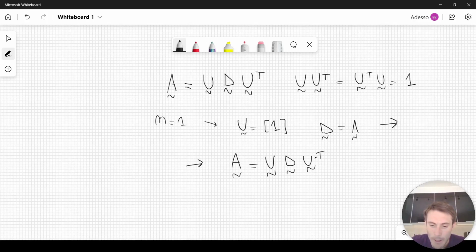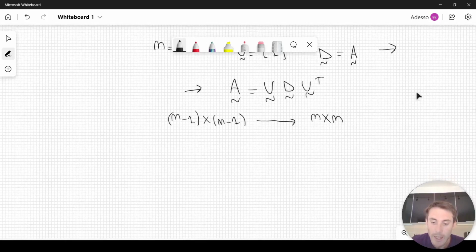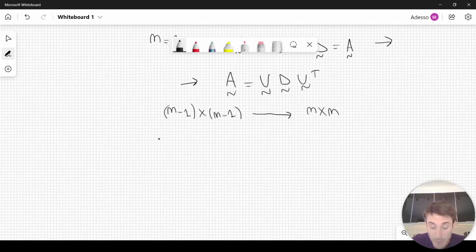but we want to prove it for a generic n. Now, for the induction hypothesis, we can assume that every n minus 1 by n minus 1 real symmetric matrix is orthogonally diagonalizable. So if it's true for n minus 1 by n minus 1, this must be true for an n by n matrix as well. Now let's consider an n by n real symmetric matrix, and we call it A.